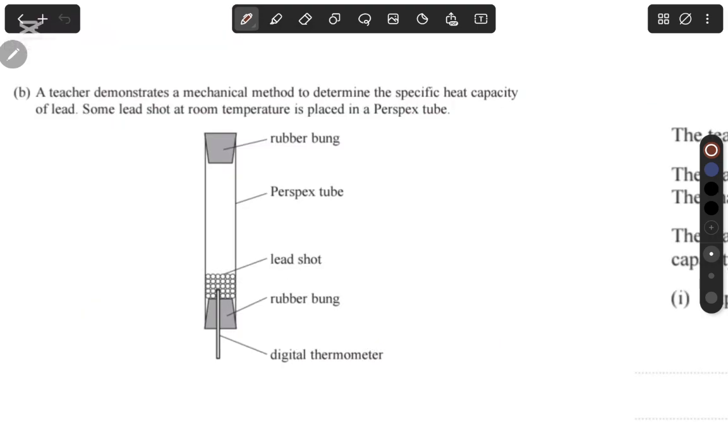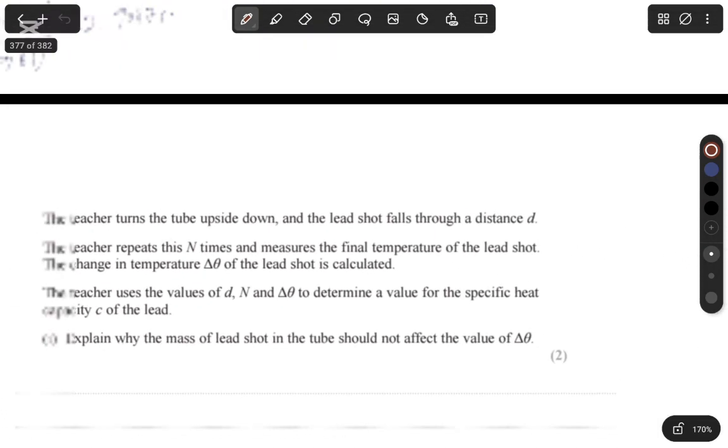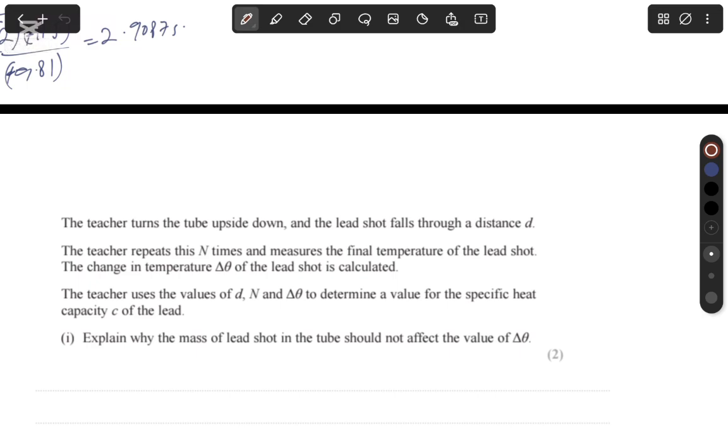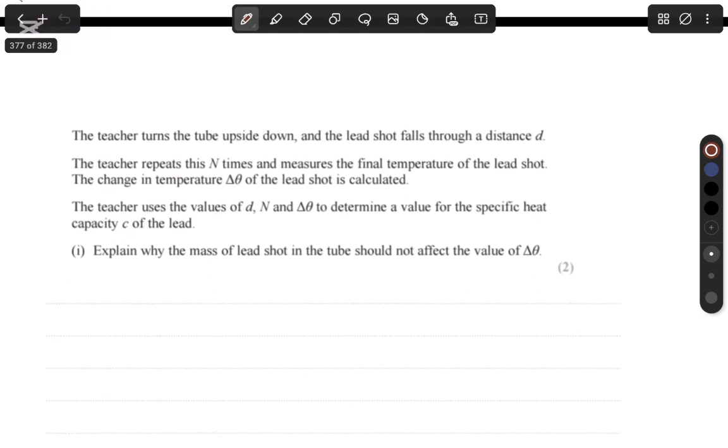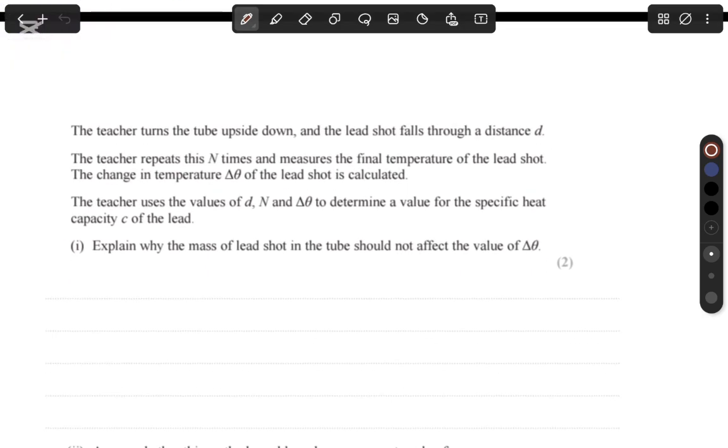So in part B, it says a teacher demonstrates a mechanical method to determine the specific heat capacity of lead. Some lead shot at room temperature is placed in the perspex tube, and then the teacher turns the tube upside down and the lead shot falls through a distance d. The teacher repeats this n times and measures the final temperature of the lead shot.